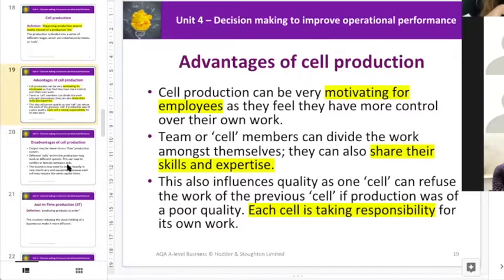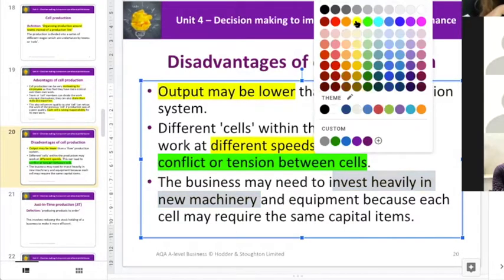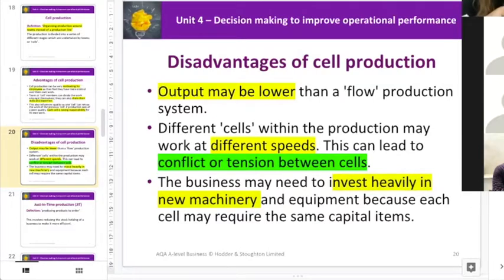And then there are a few disadvantages of using cell production. I'm also going to highlight some keywords. Now the drawbacks. The output may be lower because we're not following a traditional flow production system, one by one stage, just going through. The second drawback is that every cell will be at a different speed. Some cells work faster, some work slower, so there will be some conflicts and tension between the cells, just like in your teamwork, you have conflicts between your team members.